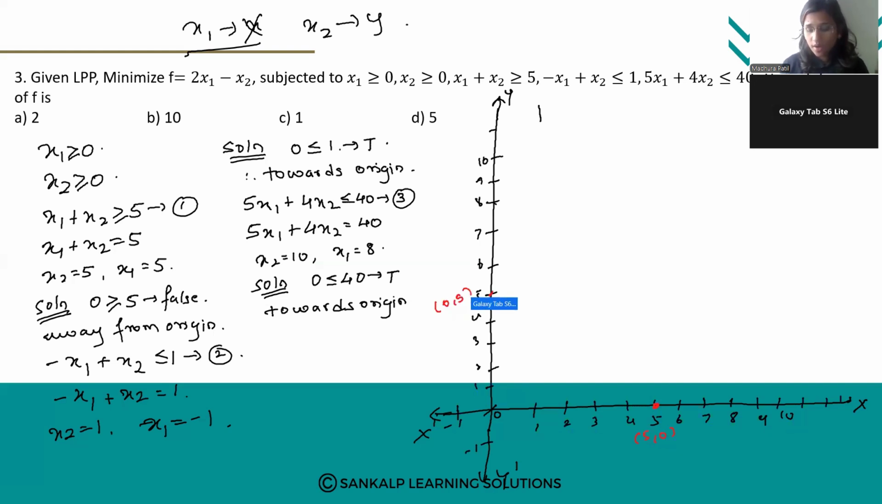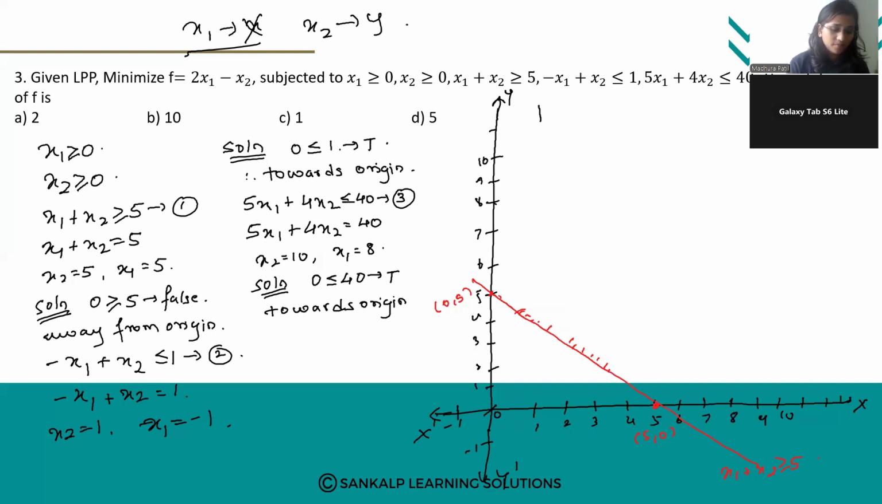Yes, so if I join this, it's a slack inequality, so we are going to get a thick line here. So this is your first straight line, that is x1 plus x2 is greater than or equal to 5. And where was the solution of this line? It was away from the origin. So we will mark it a little bit like this.